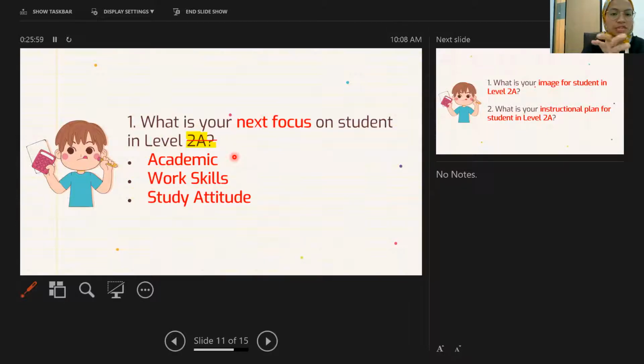You ignore the word 3A, because since you wanted to repeat back in 3A, my question for you is, what is your next focus for Aneeq at level 3A? Among the 3 skills, which one do you want to develop first? We can't go all 3 together, right?